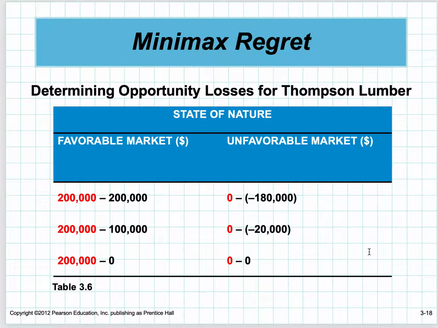Here's the same Thompson Lumber table. The best in a favorable market is to pick the large factory. So we're going to subtract 200 minus 200. I want to subtract the small plant alternative 100, and we'll do nothing. I'm going to subtract 0. In the unfavorable market, the best alternative is 0. So I'm going to subtract everything from 0. And I think I'm going to pick the minimum of those.